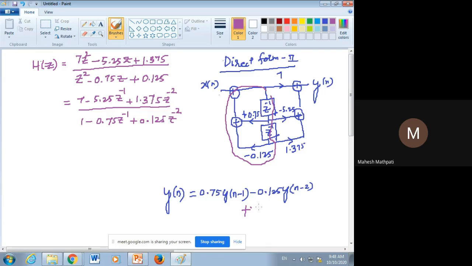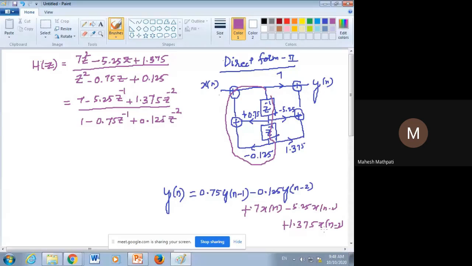Now can you tell me? 7x of n. Yes, it is 7x of n plus, what next? Minus 5.25 x of n minus 1, then next plus 1.375 x of n minus 2.